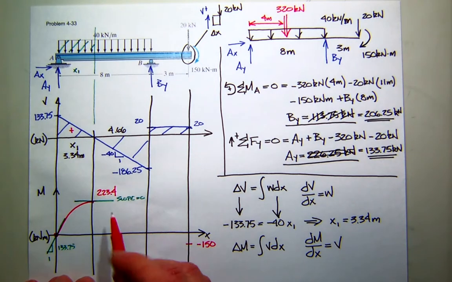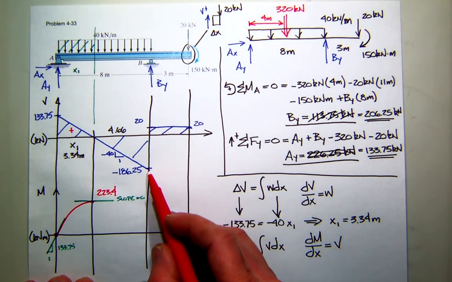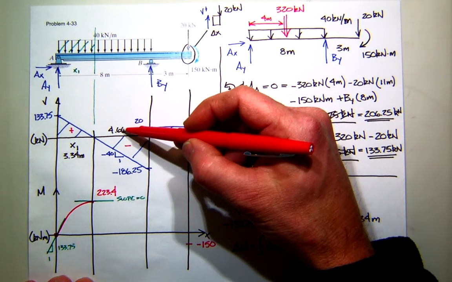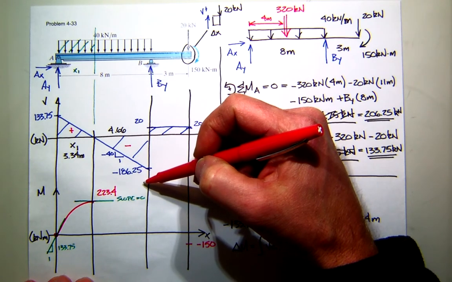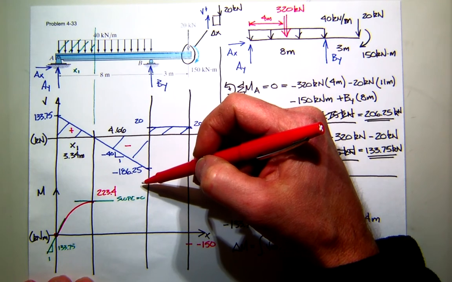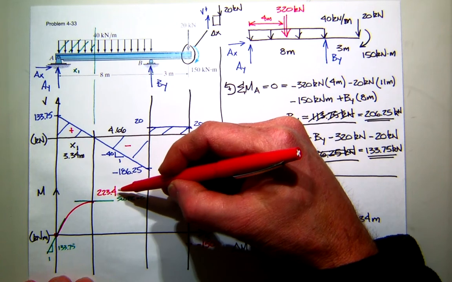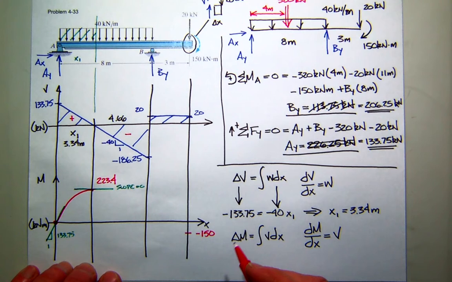Alright, here we go. Change in moment now is area of the shear diagram. If we go from this point, we're at 0 at 3.34 to 8, what's this area? Well, that's a negative area. So what's that value? It'd be 4.66 times 186.25 divided by 2, or negative 433.96. Anybody else get that? Now we're going to subtract that from 223.4. So what's that? Negative 210.6. You guys got 210? Yeah.